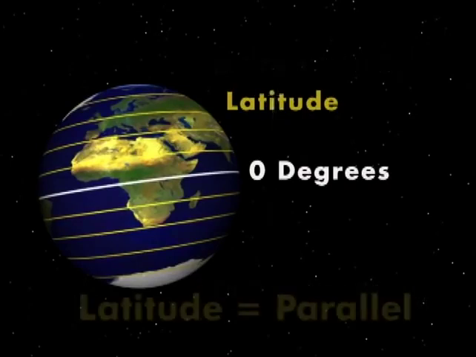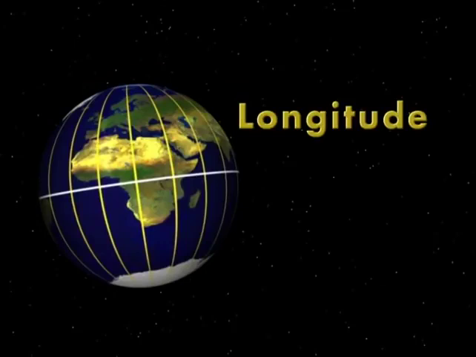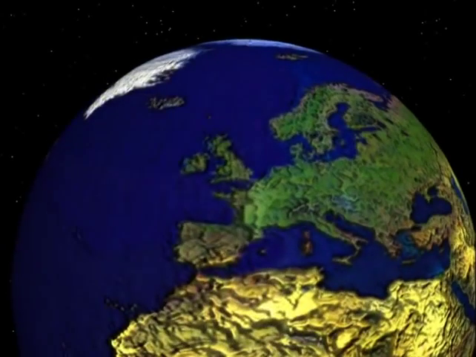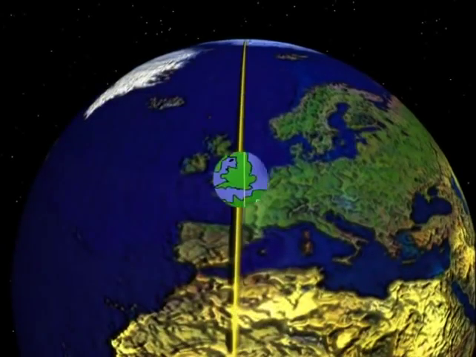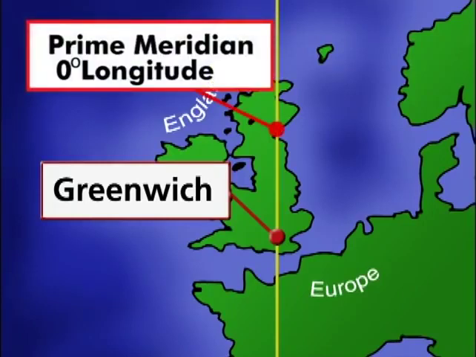Latitude lines are also known as parallels because they are parallel to the equator. They never cross one another. Lines going the other direction are longitude lines or meridians. They all meet at the poles. The starting point runs from the North Pole to the South Pole through the Royal Astronomical Observatory in Greenwich, England. This line is known as the prime meridian and measures 0 degrees longitude.